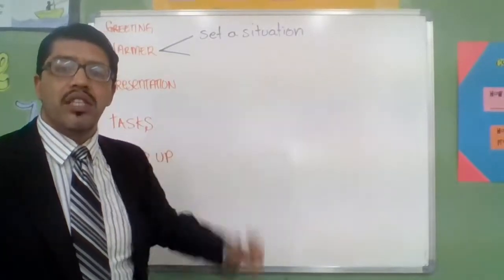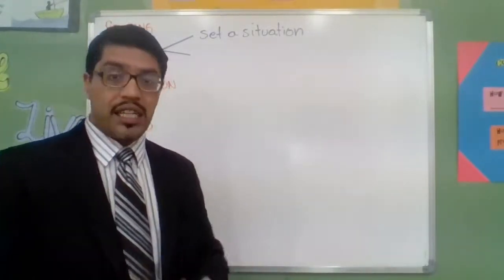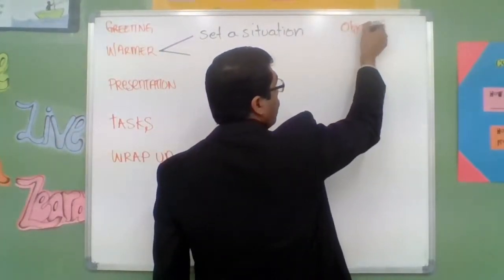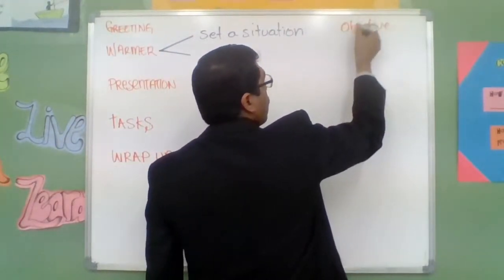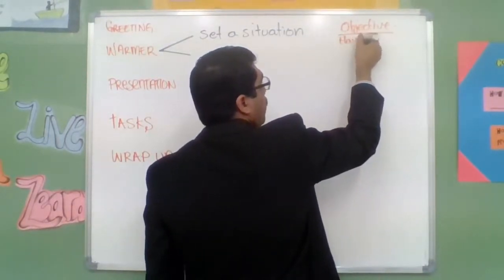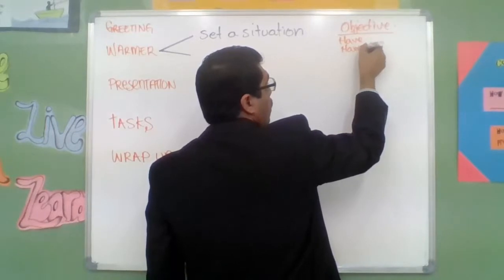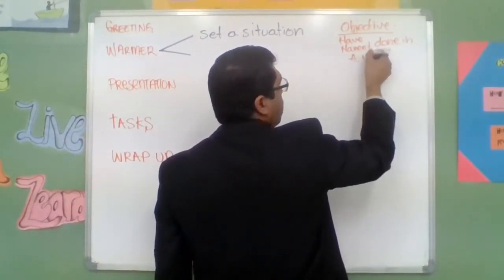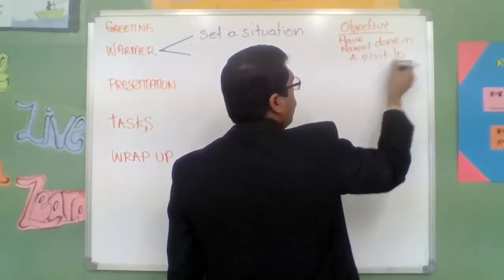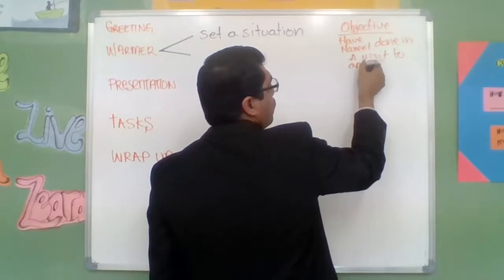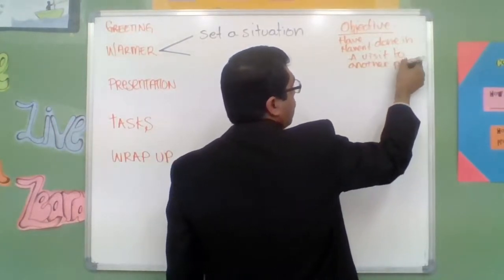When I set up the situation, I go like, okay, for example, this is lesson 26. Remember, my objective is to make people speak about what they have or haven't done in a visit to another place.